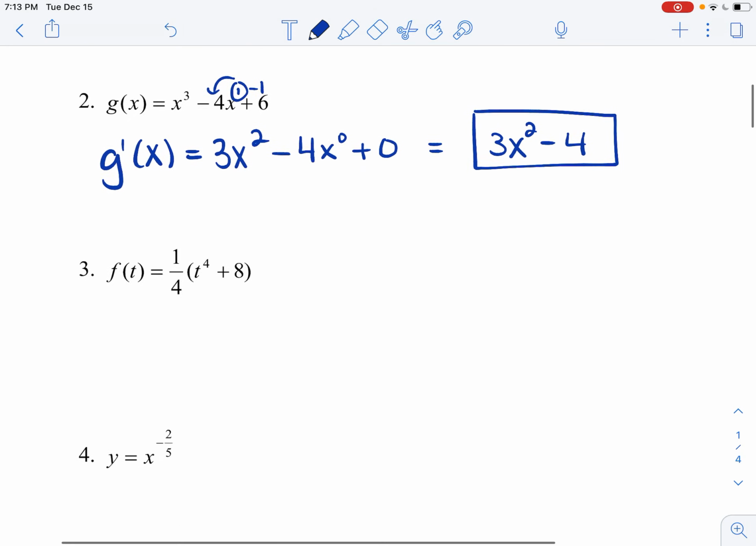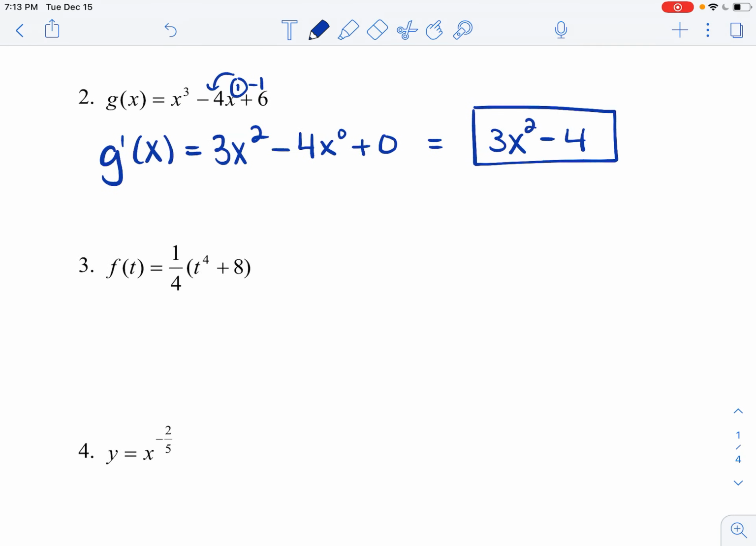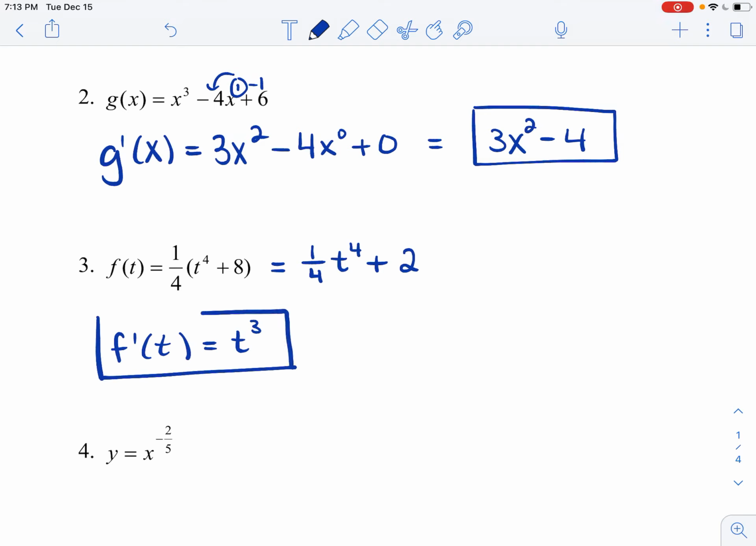For number 3, before I go about taking the derivative, I would want to distribute this 1/4 because I want to be able to look at each term individually, not as a product of terms. So I would distribute 1/4 to the t to the 4th, and 1/4 times 8 would just be 2. So now I'm going to apply the derivative power rule, bring the 4 down. 4 times 1/4 would just be 1. Minus 1 from that power, you would get 3. So 1 times t to the third would be the derivative of the first term. And again, derivative of a constant is 0, so that would be the full derivative function of f of t.